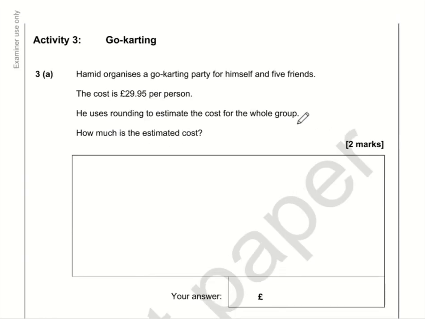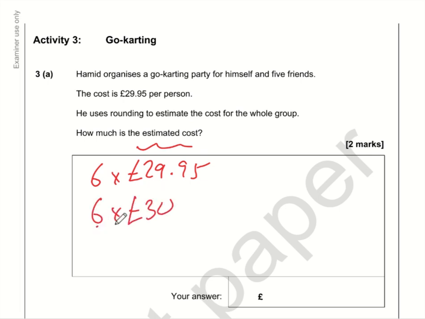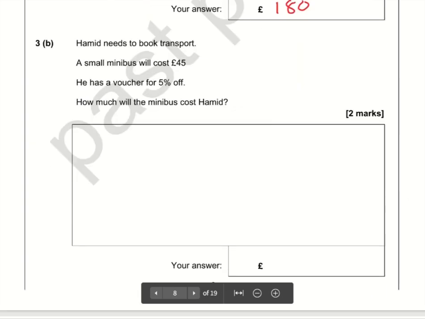So for part A, we just need to be careful. It's not 5 people, it's Hamid plus 5, so that's 6 people. So that's 6 lots of £29.95, but it says an estimated cost. So let's call it 6 times by £30. 6 times by 3 is 18. So 6 times 30 is £180.